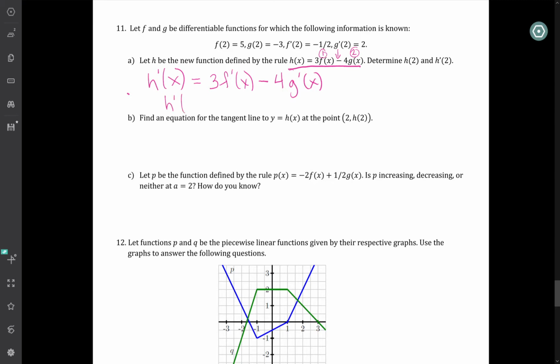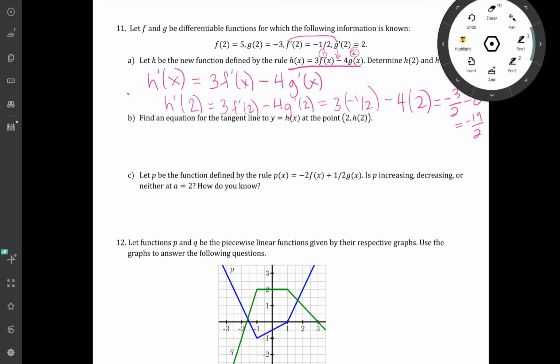When we plug in, where are we supposed to plug in? Oh, I skipped a step. Well, we'll do h prime of 2. I can go back and do h of 2 as well. When we plug in 2 to our derivative, we need 3 times f prime of 2 minus 4 times g prime of 2. Okay, so f prime of 2, looking up here at the top, is negative 1/2. And minus 4 times g prime of 2, which is 2. I'm seeing that I'm writing too big. Negative 3/2 minus 8, which is negative 19 over 2, assuming I didn't do silly arithmetic.